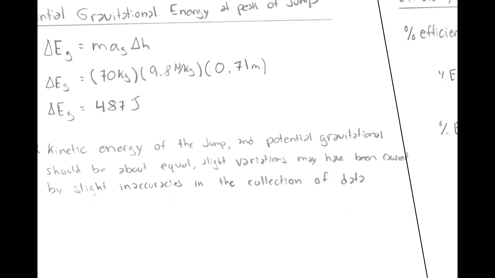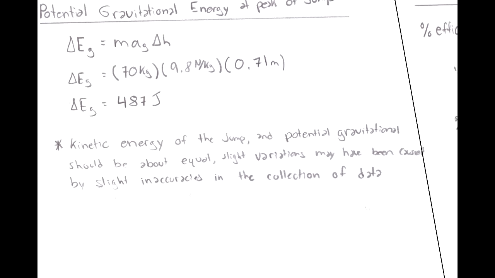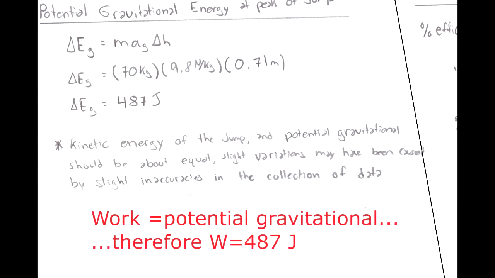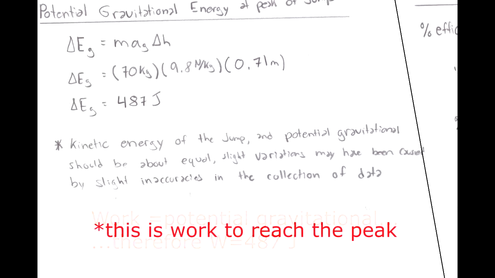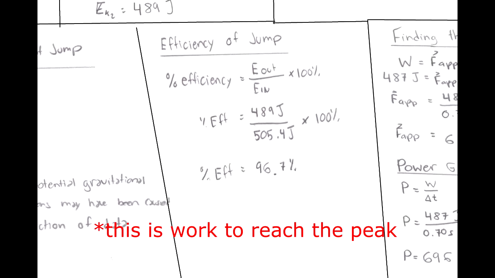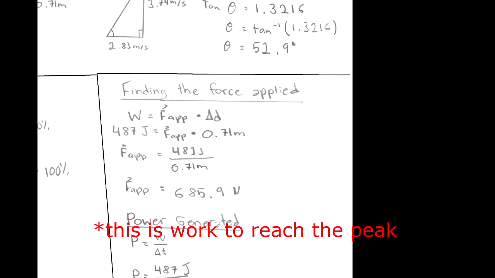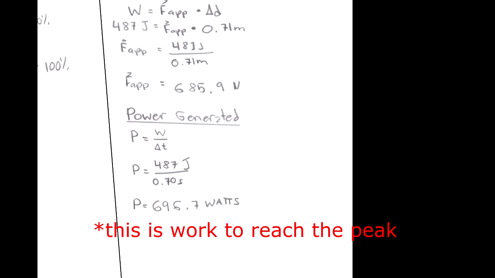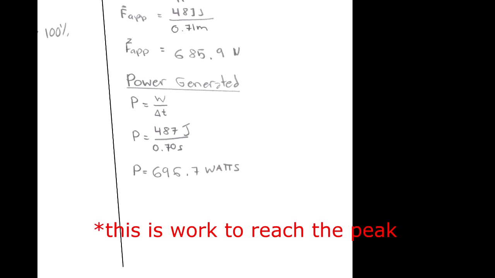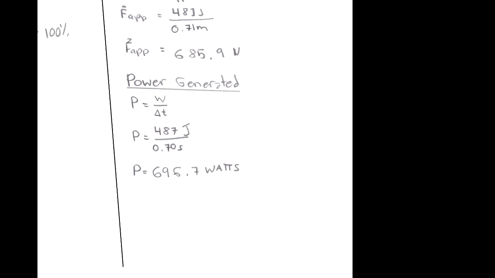Now for work, I decided to calculate the amount of work done to bring myself to the top of the jump. And this should be equal to the potential gravitational energy. Therefore, work equals 487 joules. Now that I have this, I can find the force applied that I got myself into the air. Work equals force applied times the distance. So I subbed in my work, which I found earlier due to the potential gravitational energy, and the distance as the vertical distance of 0.71 meters. I end up with a force applied of 685.9 newtons.